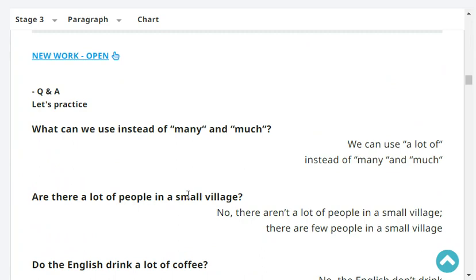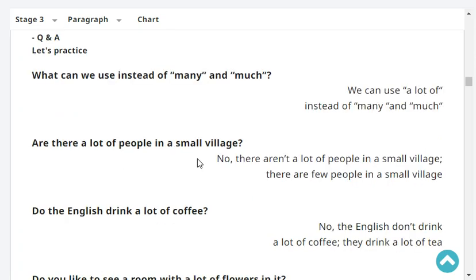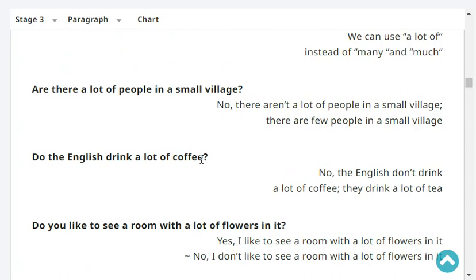Very good. What can we use instead of the words many and much? We can use a lot of instead of many and much. Very good.